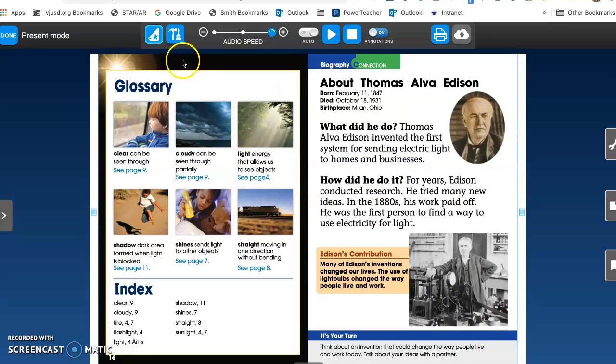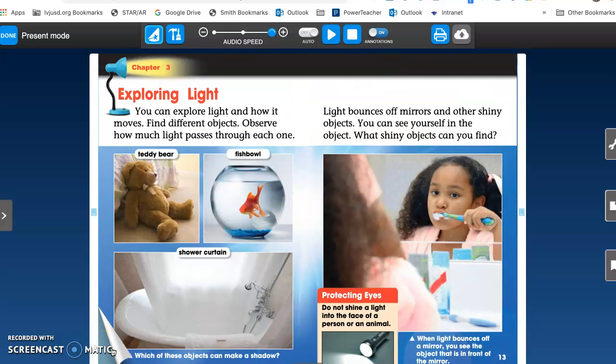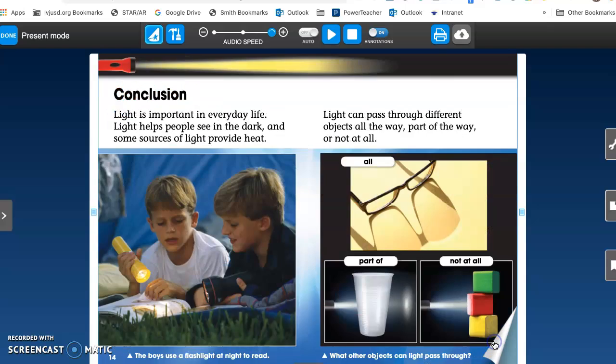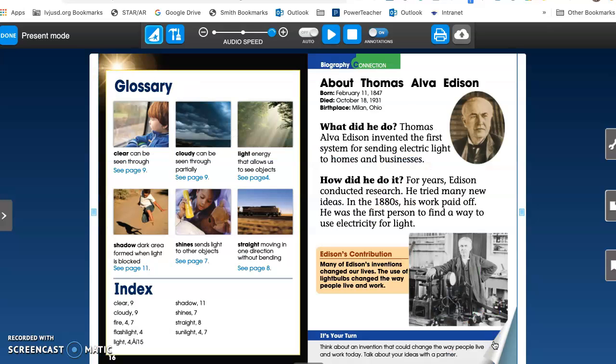Here's the glossary, and that tells me definitions of words and what they mean. Also, you guys, the words are bold in the glossary. They're also bold in the text. So if you found a word you didn't know that was bold, like shadow, you can turn back to the glossary and find the word shadow and see that it is a dark area formed when light is blocked.